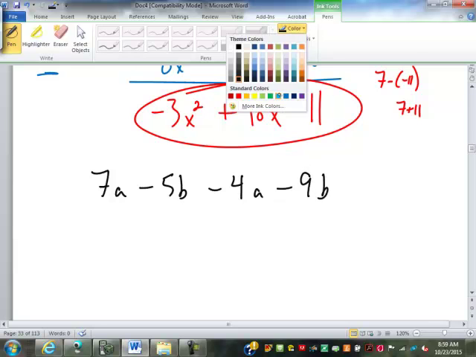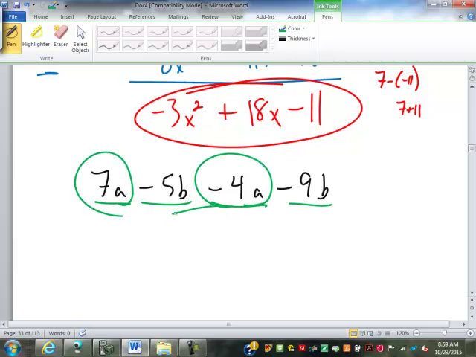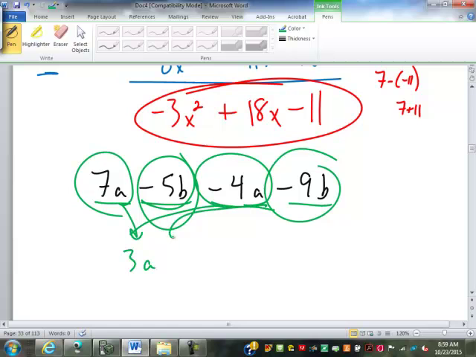How would we do this one? We've got some minuses in there. The minus always goes with the digit that's after it. So this is a positive 7a. This is a negative 5b. This is a negative 4a. Negative 9b. So the 7a combines with negative 4a. 7 and negative 4 make 3a. Now negative 5b and negative 9b make negative 14b. And there it is.